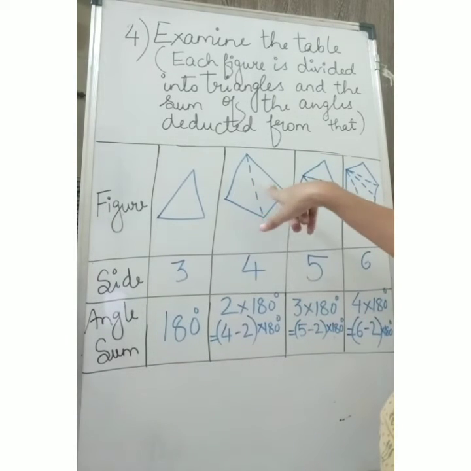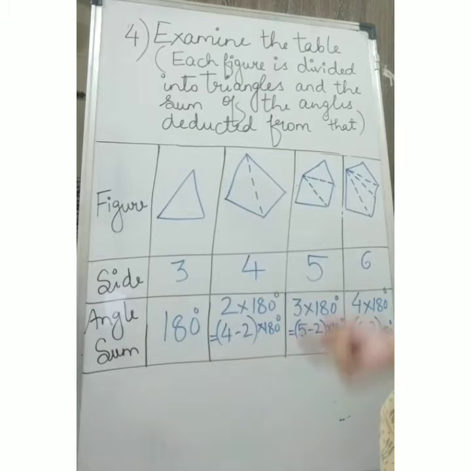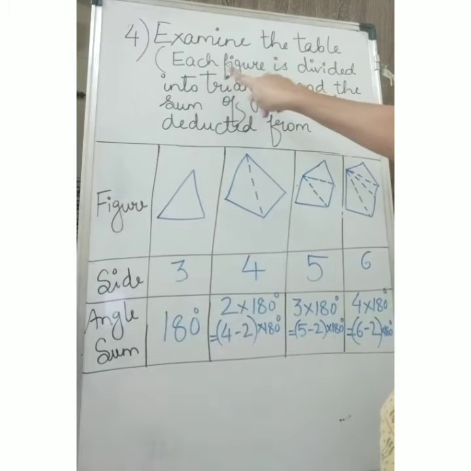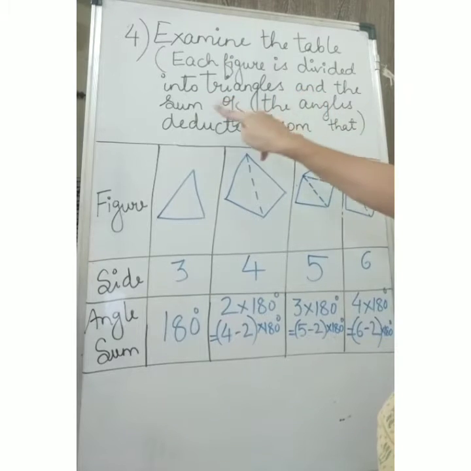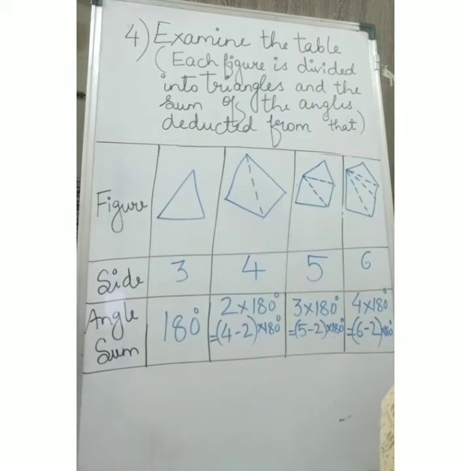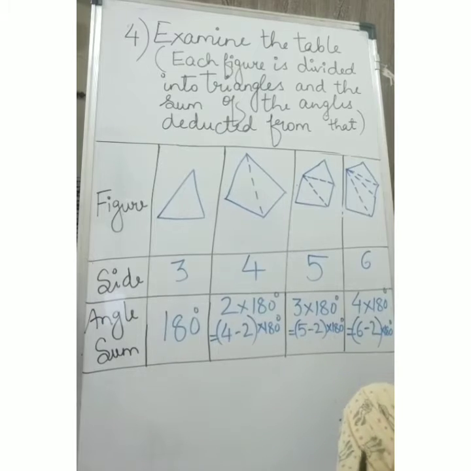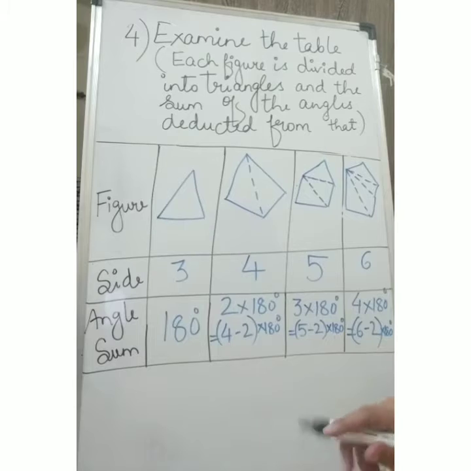Now this quadrilateral is divided into 2 triangles. This pentagon is divided into 3 triangles. This hexagon is divided into 4 triangles. So we have to examine the table. Each figure is divided into triangles and the sum of the angles is deduced from them. So firstly we will see how they have done it here, then I will explain how to find it.